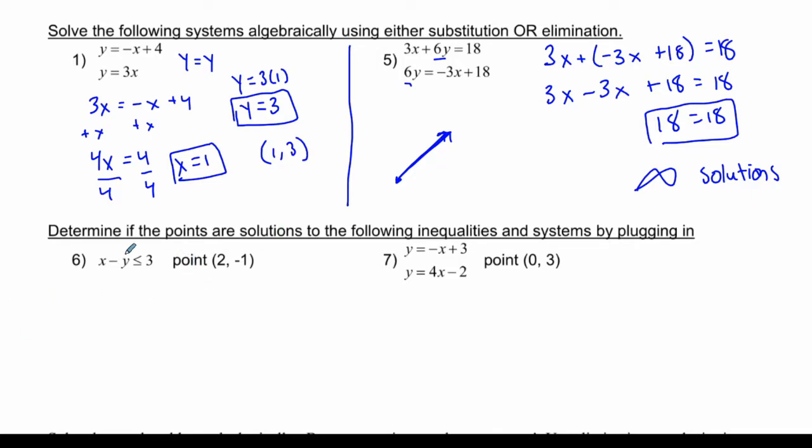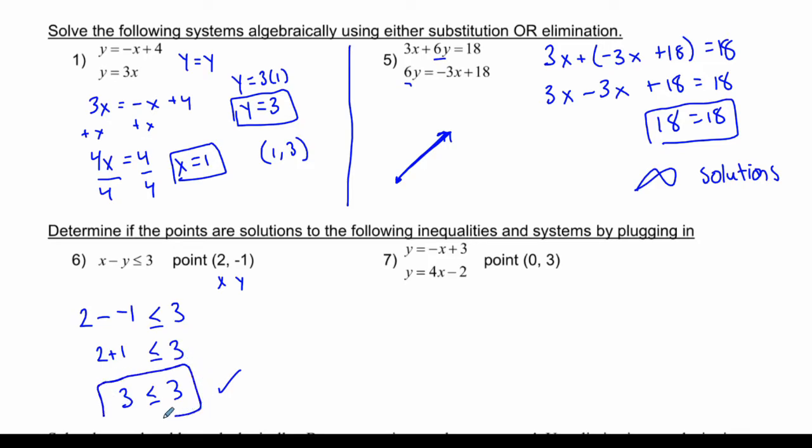Okay, number 6. So determine if the points are solutions to the following inequalities and systems by plugging in. So let's plug in the point (2, 1). Now remember, this is x, y. So 2 minus negative 1 less than or equal to 3. 2 minus negative 1, that's the same as 2 plus 1. So is 3 less than or equal to itself? Yes, that is true because of the or equal to part of the statement. So this is a solution.